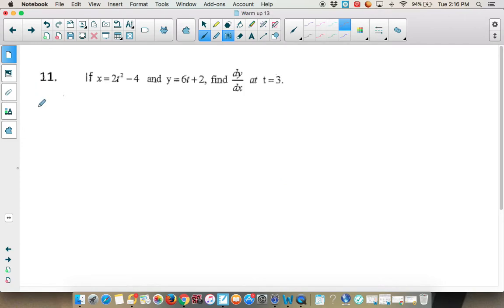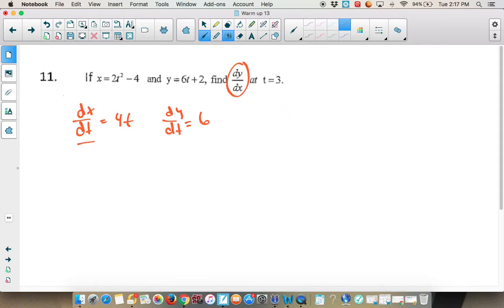Okay, and I want it evaluated at t equals 3. Well, I'm going to do dx dt. The derivative with respect to t is just going to be 4t, and dy dt is 6. So I'm taking the derivative. Whatever letter is on the bottom is the variable that you're taking the derivative of. Okay, and it wants dy dx.